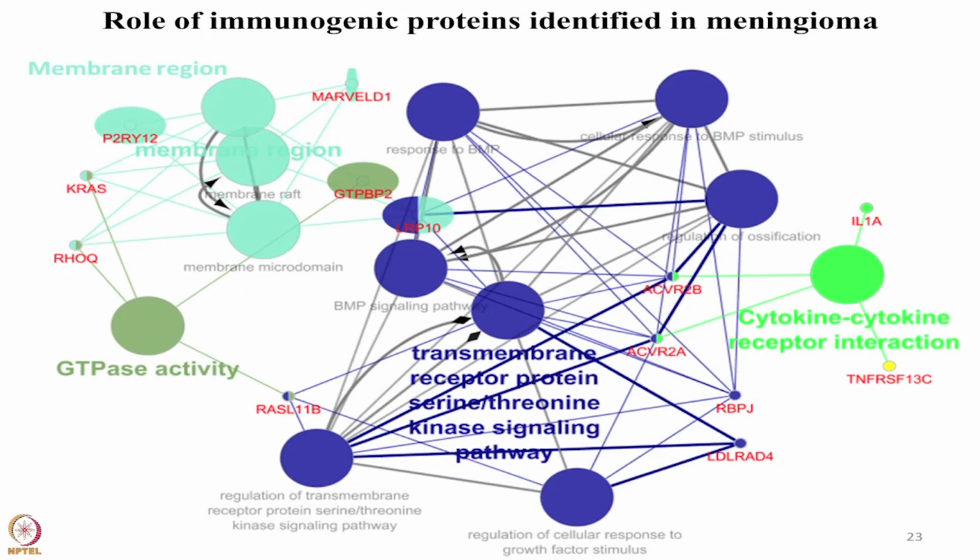The idea is, can we start mapping these proteins in interaction networks and look at where they show their maximal role. It gives at least some idea that many of the proteins we are identifying are involved in cytokine receptor interactions, and transmembrane receptor proteins also belonging to the serine threonine kinase signaling pathways. Most of them show some GTPase activities and are also involved in the membrane regions. So, you start getting some idea of the biological consequence of these proteins, where they show their immunogenic properties.